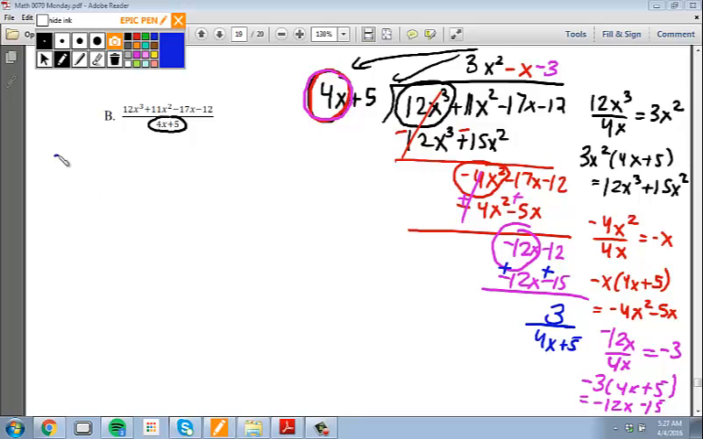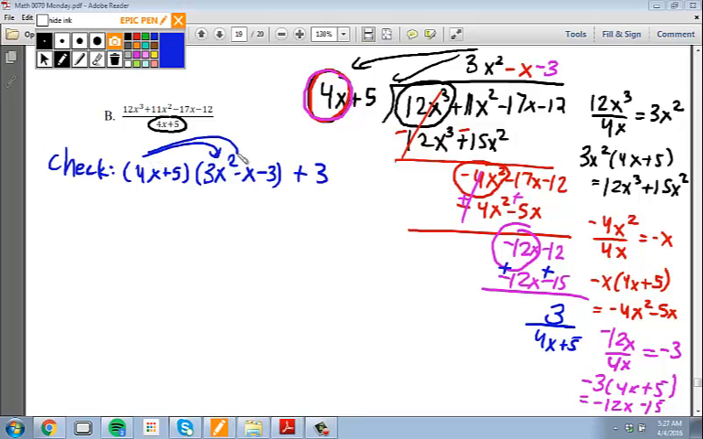So let's check this again. It is the quotient, 3x squared minus x minus 3, times the divisor, 4x plus 5, plus the remainder of 3. Let's try to distribute this. We're having a jolly good time here, I can tell.